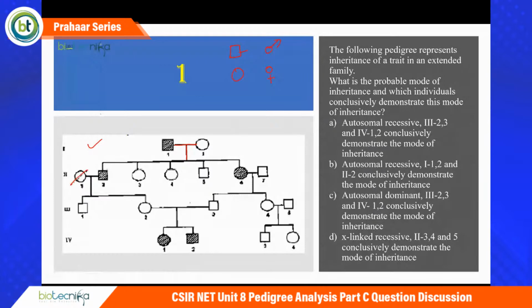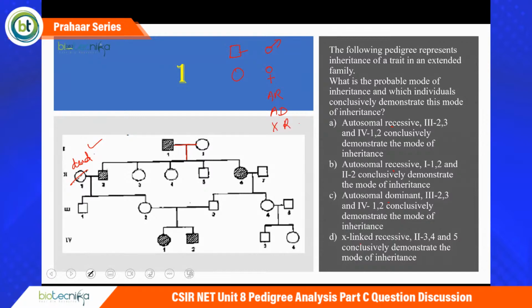Now let's check the options. There can be 6 different modes of inheritance, but there is no need to analyze each of them. You can just select those modes of inheritance which are in the options, because only one out of the 4 will be the answer, right? In the options, there is autosomal recessive, autosomal dominant, and X-linked recessive. So basically here you have to check for 3: autosomal recessive, autosomal dominant, and X-linked recessive.